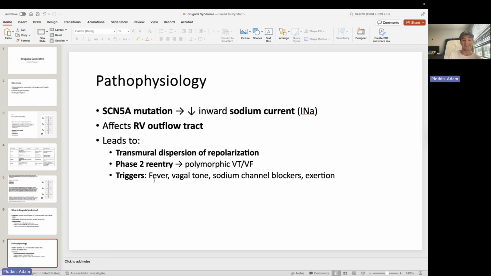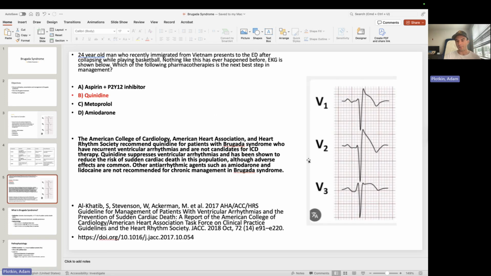And I already told you things that can set it off are fever, vagal tone, sodium channel blockers that block the sodium channel and make it even worse, and exertion. So again, if your attending asks you, or you're trying to think about the pathophys to make this make sense: Brugada syndrome is a sodium channelopathy. It leads to decreased inward sodium current flow. It classically affects the right ventricular outflow tract, and it's classically in Southeast Asian men, usually between 20 and 50 years old, okay? And we looked at leads V1, V2, and V3.